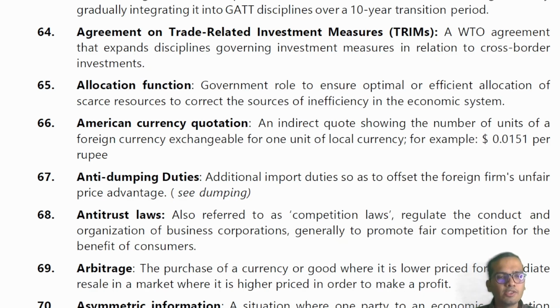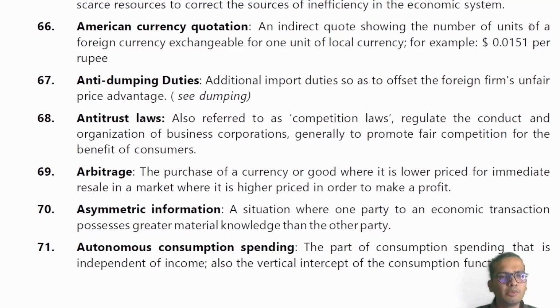Then comes allocation function. So government role to ensure optimal or efficient allocation of scarce resource to correct the sources of inefficiency in the economic system. Then comes number 66, American currency quotations. So indirect quotation showing the number of units of a foreign currency exchangeable for 1 unit of local currency. Example, $0.0151 per rupee.